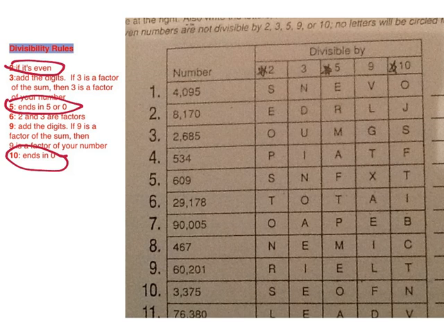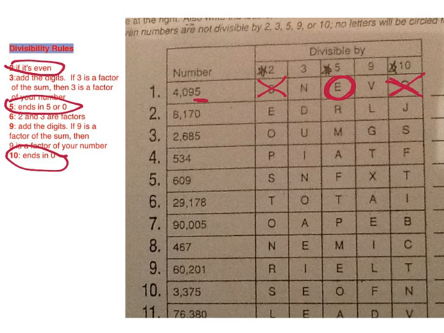All we have to do is look at the last digit. That is a 5. Is that even? No, it is not even. So we are going to X that out. It is not divisible by 2. Now we're going to check, is it divisible by 5? Does it end in 5 or 0? Yes, it is. Okay, what about 10? Does it end in 0? No, it is not divisible by 10.